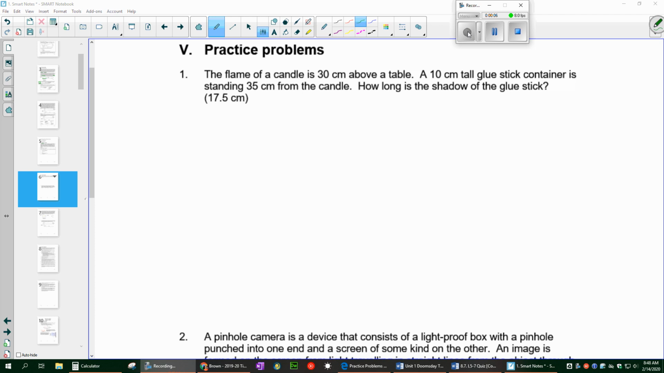It says the flame of a candle is 30 centimeters above a table. A 10 centimeter tall glue stick container is standing 35 centimeters from the candle. How long is the shadow of the glue stick?